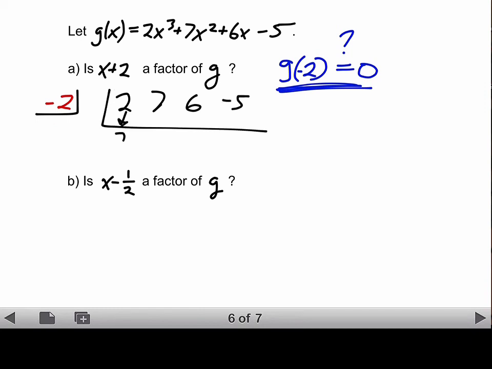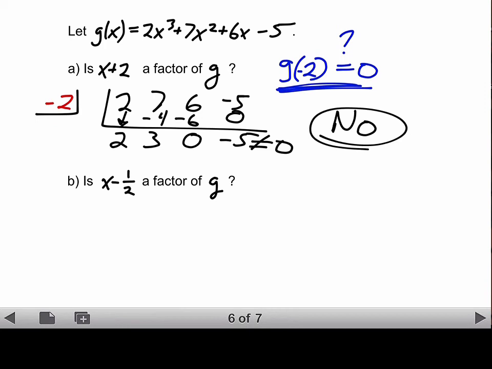Bring the 2 down, multiply and add, right? Negative 4 plus 7 is 3. Negative 2 times 3 is negative 6. Add those together, I get 0. Negative 2 times 0 is 0. Remainder is negative 5. Folks, negative 5 is not 0. The answer is no. X plus 2 is not a factor.